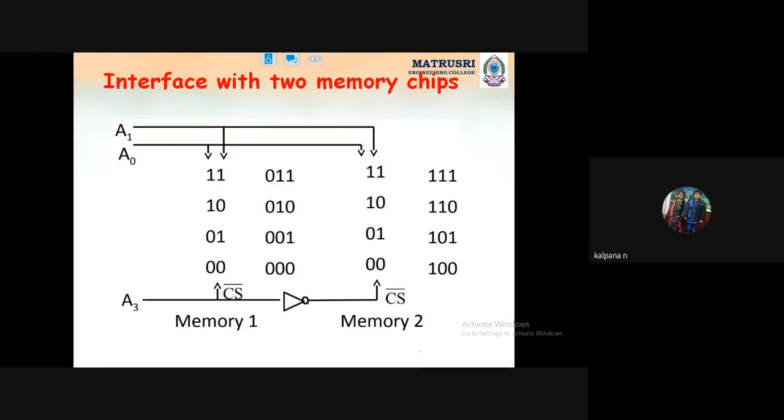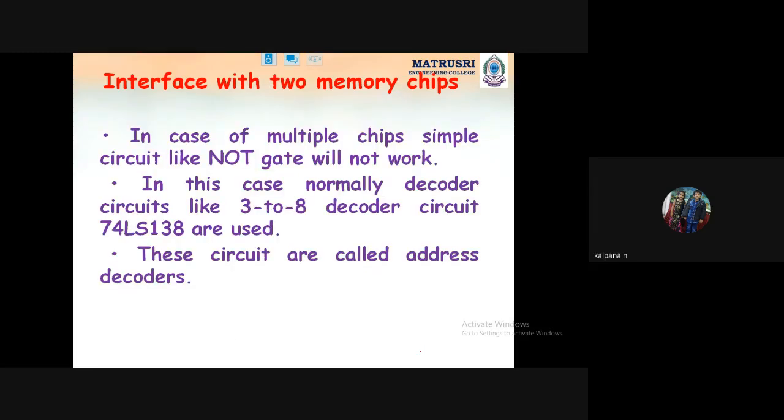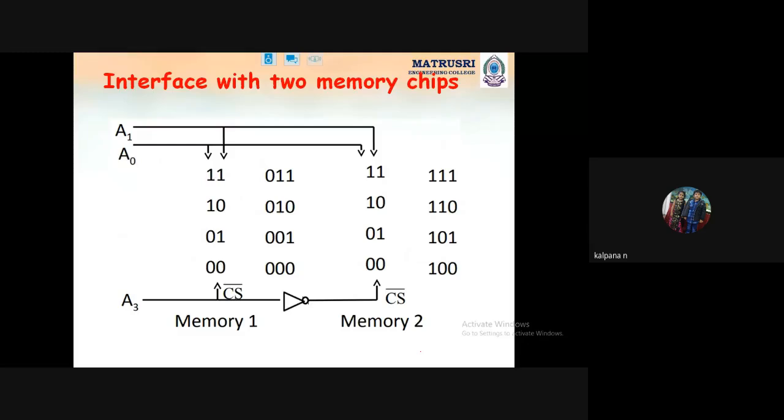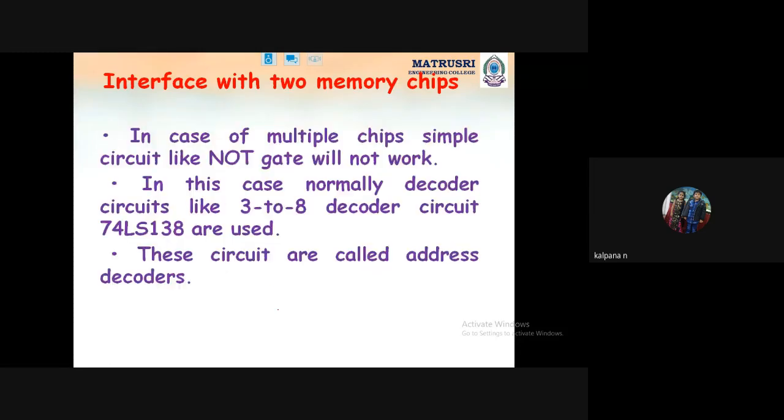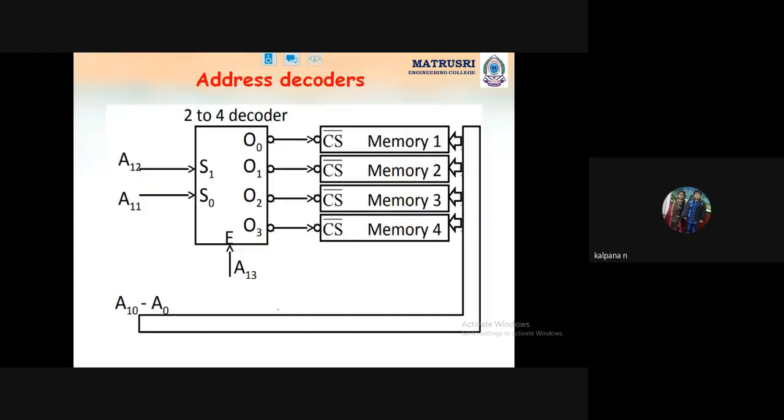Understand? Now see. If there are only memory chips 1 and 2, we can select with the help of a NOT gate. But if memory chips are more than 2, we cannot use a NOT gate. At that time we need to go for the decoder. This is the decoder circuit.